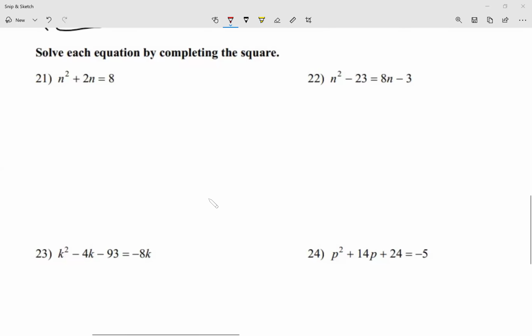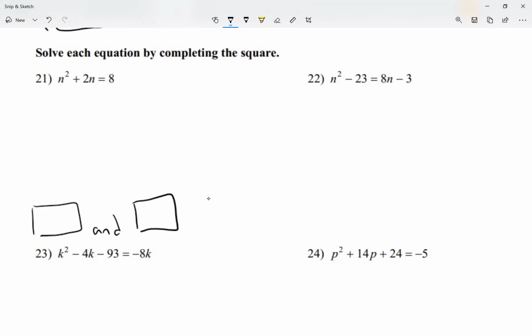Our instruction says solve each equation by completing the square. On my homework, I see that there are two boxes that I have to complete, and then there's the word "and" in between. So it seems like I'm going to have two answers. It says solve each equation by completing the square. Okay, so far this week we have been talking about completing the square.